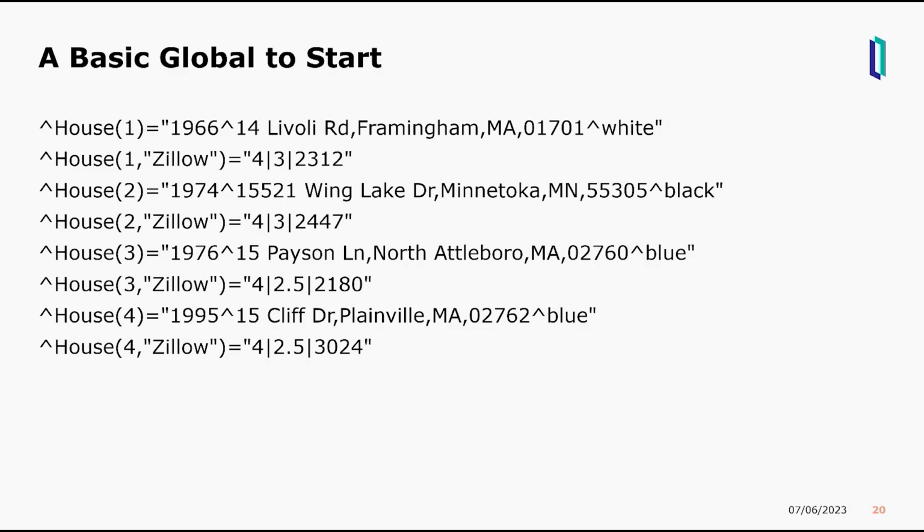It's still 4 rows, but now 1 row in my table is 2 global nodes. So 14 Livoli Road has 4 bedrooms, 3 bathrooms, and whatever the square footage is that's up there. That's still 1 row of information. It's just spread out on 2 different global nodes. So 1 table still. I have 3 more columns now, so I think I'm up to 9. And 4 rows, 1 table.